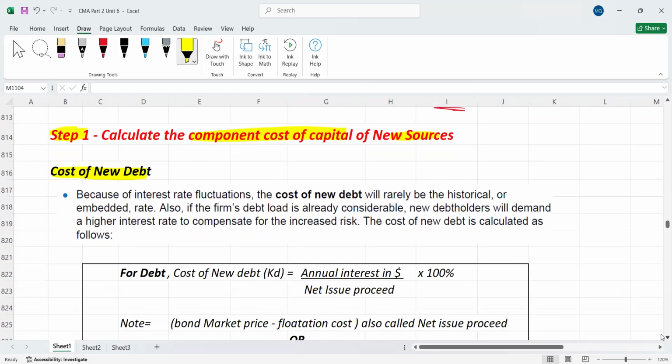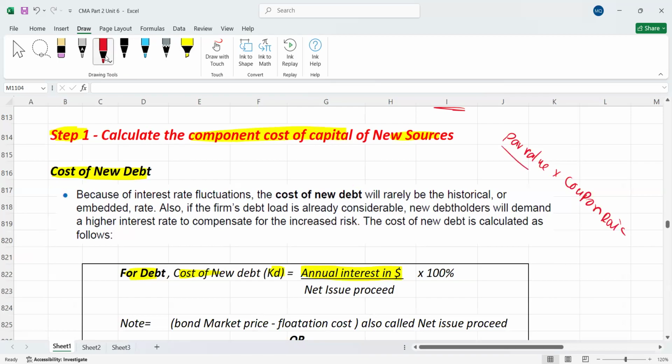So please remember, when we calculate the cost of debt, this is the formula. First you have to calculate annual interest in dollars, the interest expense in simple words. How would you calculate interest expense if it is not given in the question? For example, if the company is issuing bonds, you need the par value of the bonds times the coupon rate. We know the coupon rate is also called the interest rate or stated rate.